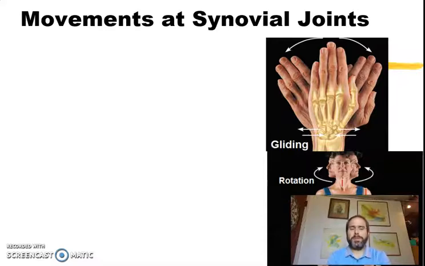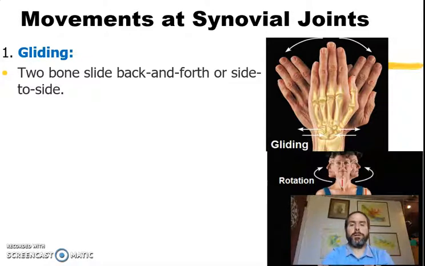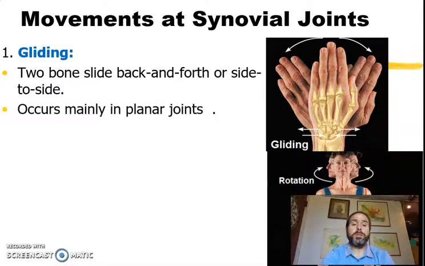What does glide mean to you? Well, gliding means two things are just sliding past each other like this. And you have this in the bones in your hand. They glide past each other. You also have it where the scapula meets the acromial end of the clavicle. You have two ends like this. They can go like this, or they could go like this. Hopefully not that extreme. So that's a gliding action where you have two things sliding past each other. So gliding, two bones slide back and forth. It occurs in planar joints, so we'll learn about a planar joint in our next video.